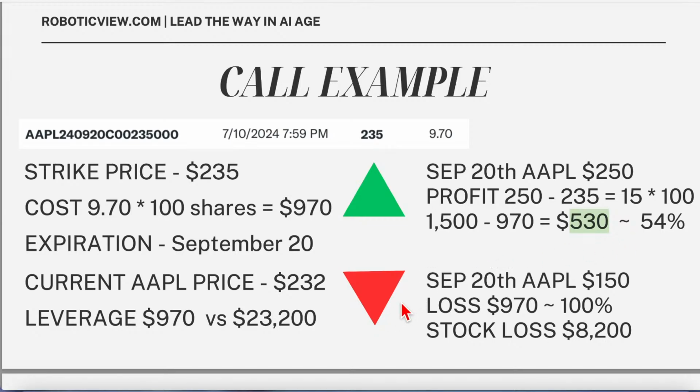And now there is another possibility. I'm not going to lie to you. Suppose something bad happens. I don't know, Samsung will be outselling Apple, and maybe everybody will switch to Android. I don't know, but that's a possibility. And suppose on September 20th, the stock drops to $150. Then basically you will lose $970, which will be 100% of your initial investment.